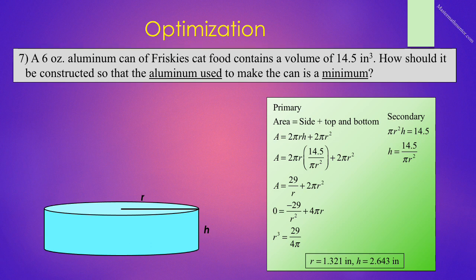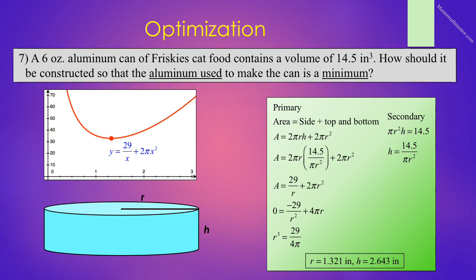Therefore, the height is 14.5 divided by pi times 1.321 squared, and we get the height to be 2.643 inches. So we find that the most efficient can in terms of aluminum used will be one whose diameter and height are the same size. Here is graphic confirmation of our answer of r equals 1.321 inches.